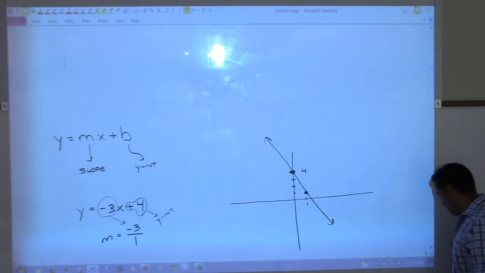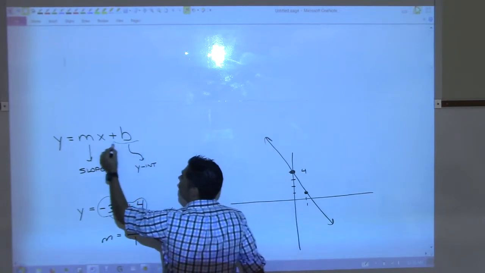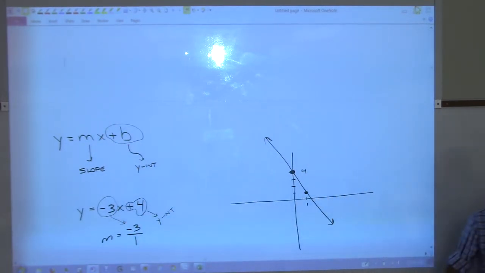I do have a question, though. Why is that always going to be your y-intercept? Why is that number sitting out there always the y-intercept? Always, no matter what.